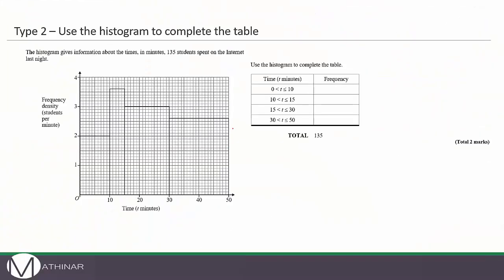Next question. The histogram gives information about the time in minutes 135 students spent on the internet last night. We've got time across the x-axis and then frequency density on the y-axis. Use the histogram to complete the table. So that's type 2.